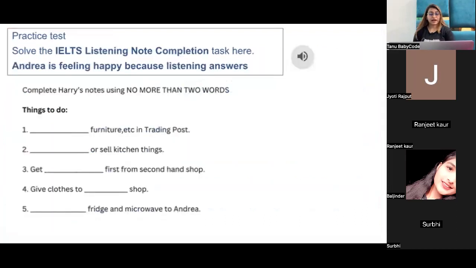Now let's do one practice of this note completion. Be ready. I'm gonna play this recording, and you can even take a screenshot of this picture. Once you're able to hear this recording, please let me know, okay?